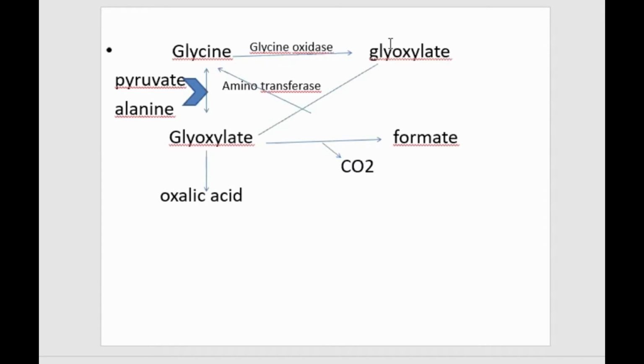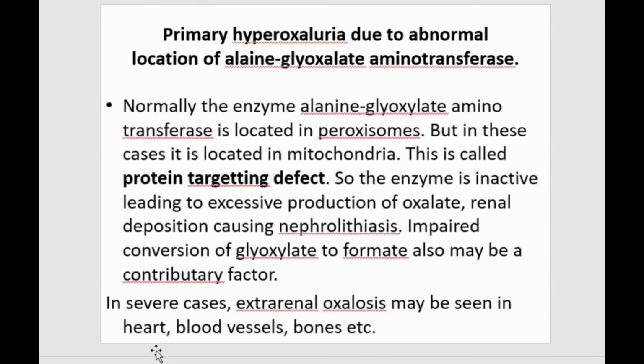Either glycine oxidase or alanine glyoxylate transaminase can convert glycine to glyoxylate, and if this aminotransferase is defective, some of the glyoxylate cannot be converted back to glycine, and so the glyoxylate will be converted to oxalic acid, which is contributed to by the defective conversion of glyoxylate to formate also. So all the glycine is converted to oxalic acid, which causes increased excretion in the urine and renal stones, or in worse conditions, it may be deposited in the blood vessels, heart, and bones also, etc.